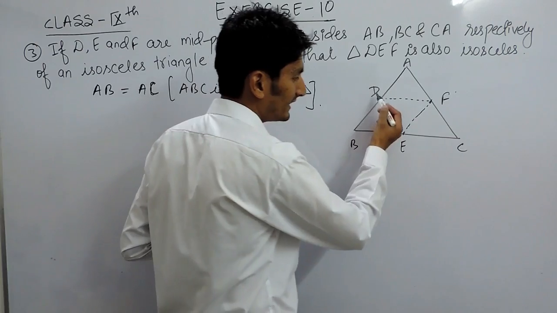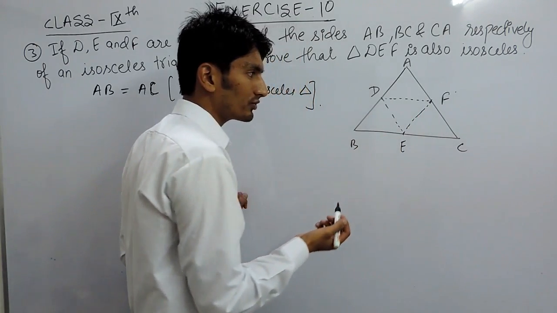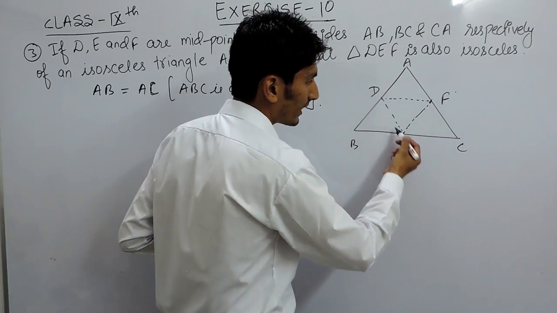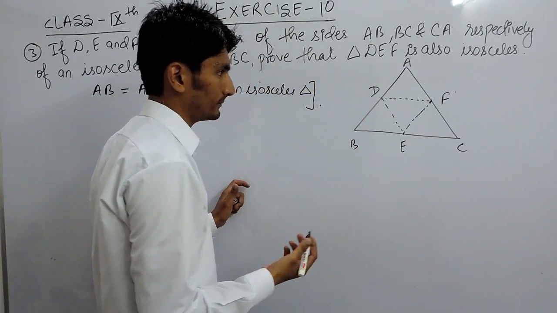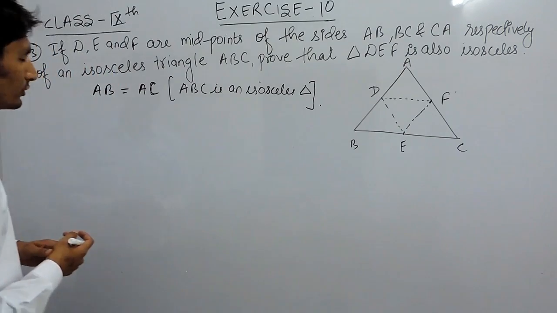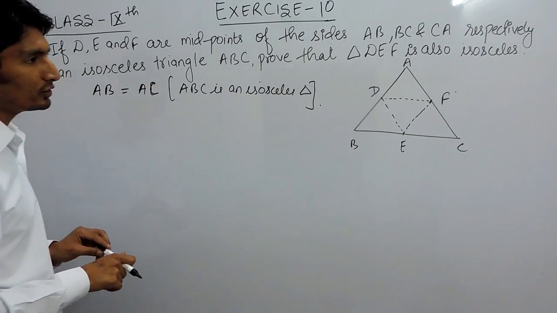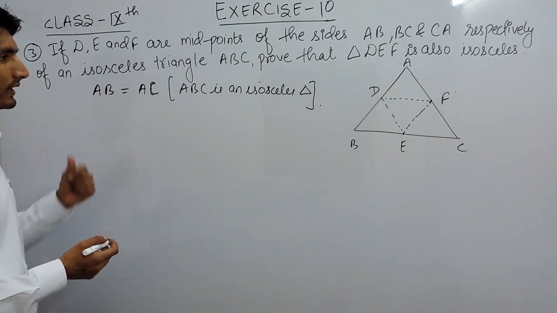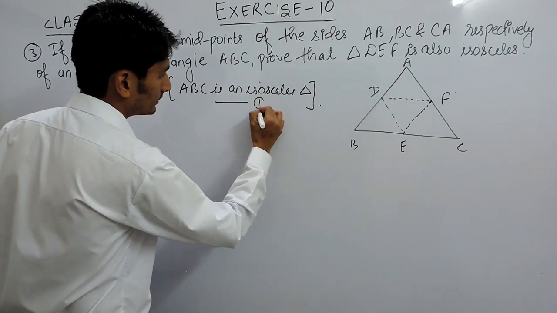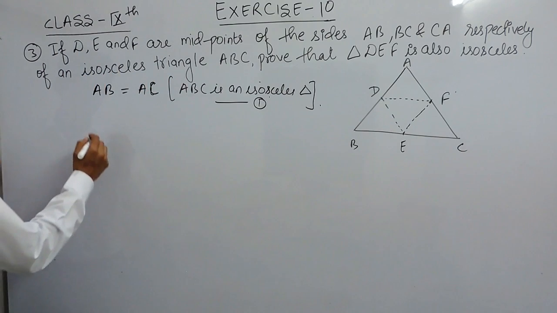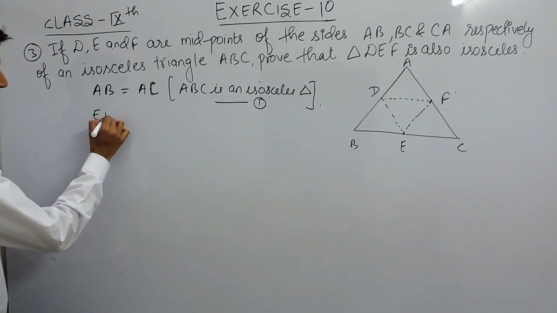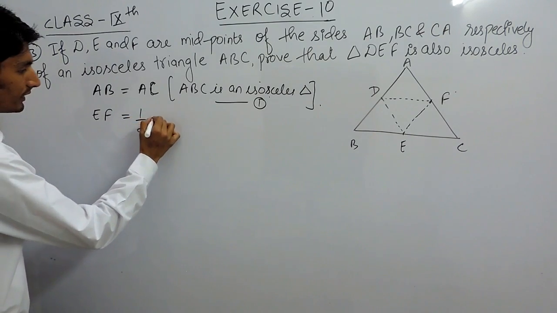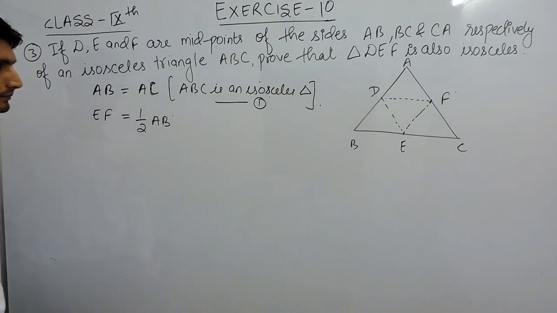And to prove that DEF is an isosceles triangle, what we have to prove is that any two sides of this triangle are also equal. And for that, again we have to use the midpoint theorem. First of all, we know that AB is equal to AC. This is our first equation. And EF should be equal to half of AB.